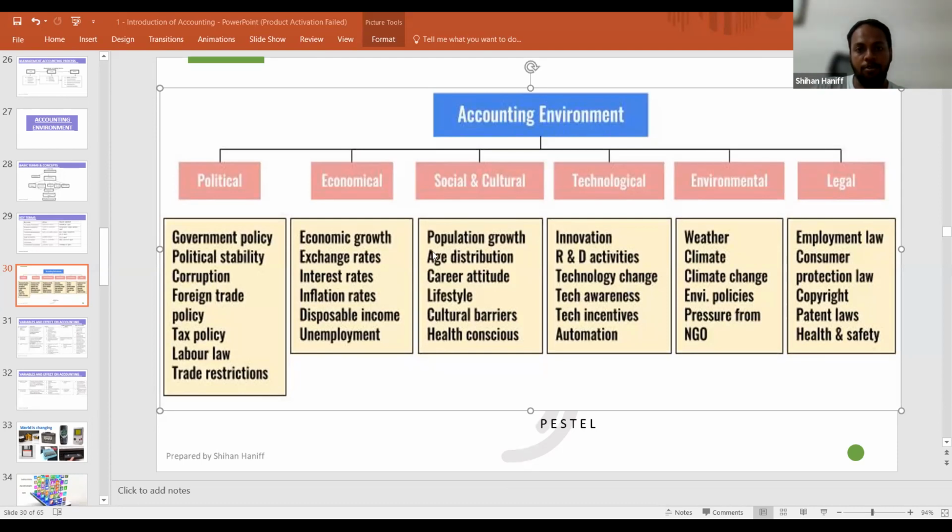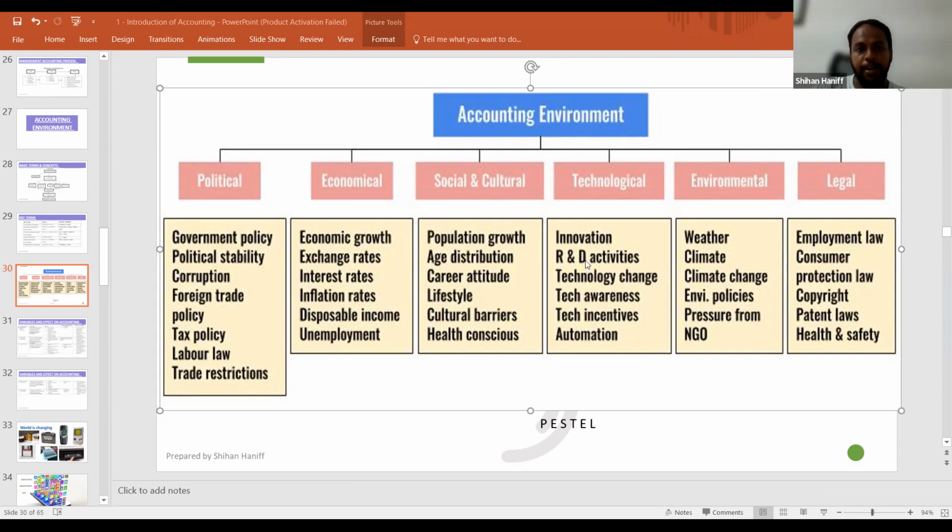So let's move to social and cultural. The population growth, age distribution, career attitude, life cycle, cultural barriers, health consciousness. These are all affecting businesses. That is why most of the businesses change their strategies. They might do some business, but they change the strategy because of the change in environmental factors. Later I will explain further examples.